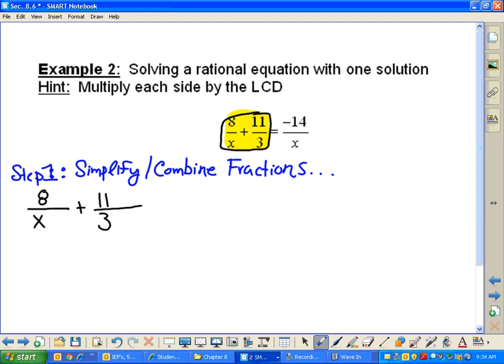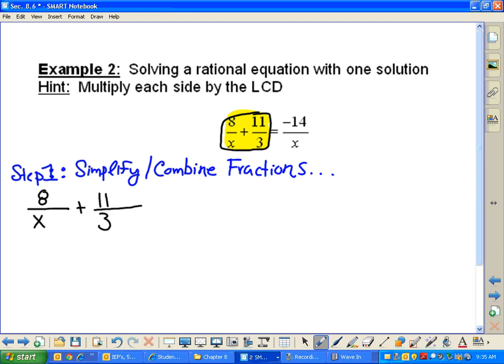Now my question is, I can't add these right now because the denominators aren't the same. So thinking back to the last section we just finished up as a class, I need the LCD for x and 3. What's the LCD? Good, Ryan? Yeah, very good.